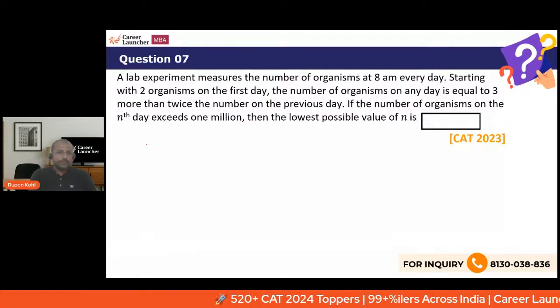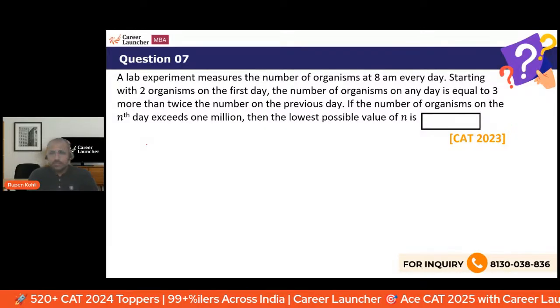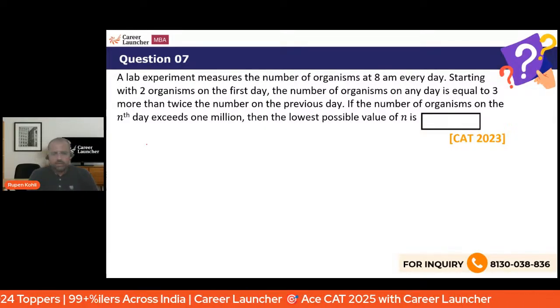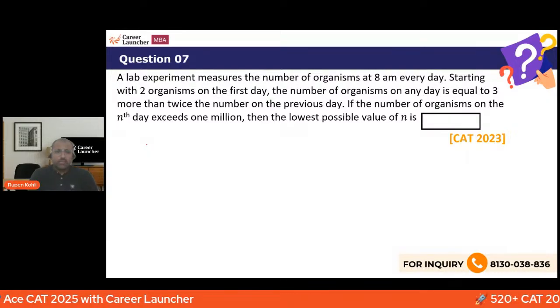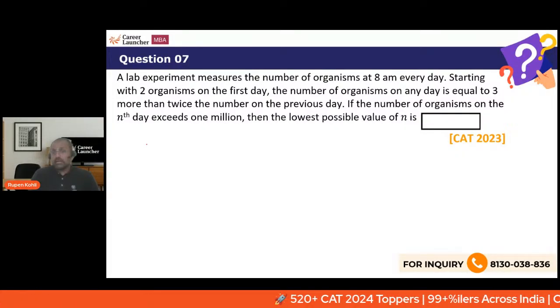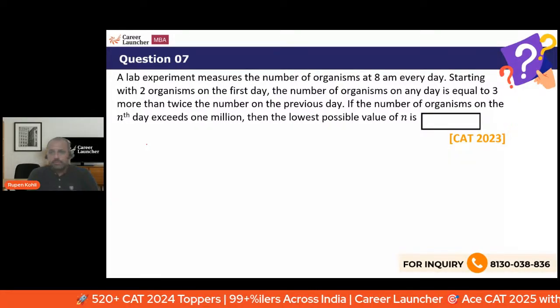Let's see. A lab experiment measures the number of organisms at 8 a.m. every day. Wonderful. Starting with 2 organisms on the first day, the number of organisms on any day is equal to 3 more than twice the number on the previous day. So he does give us a recurrence relation in a word problem manner.